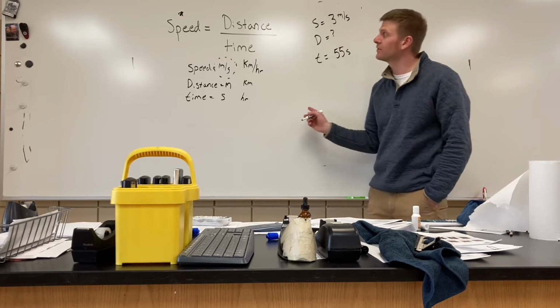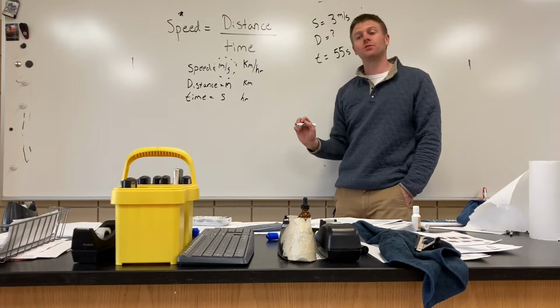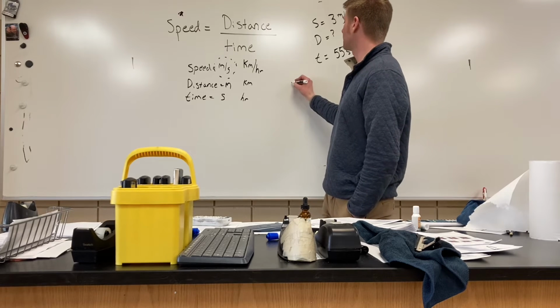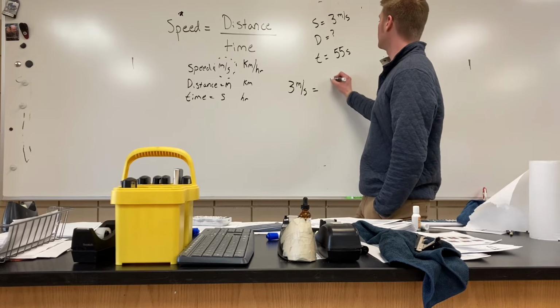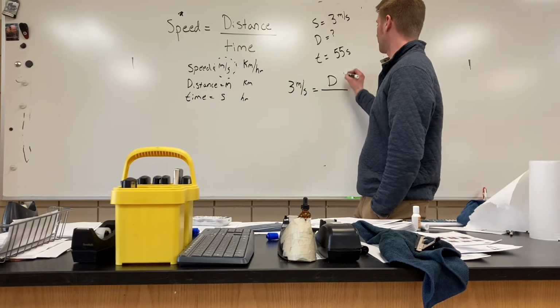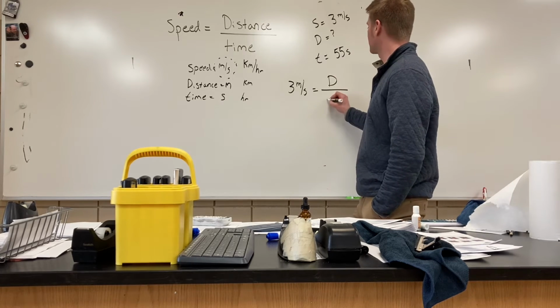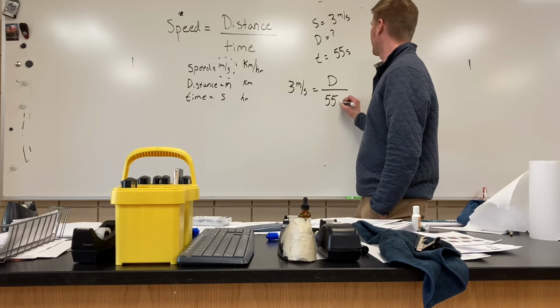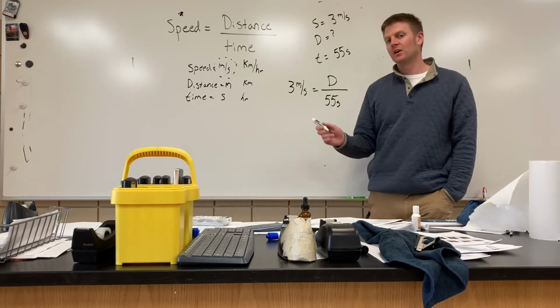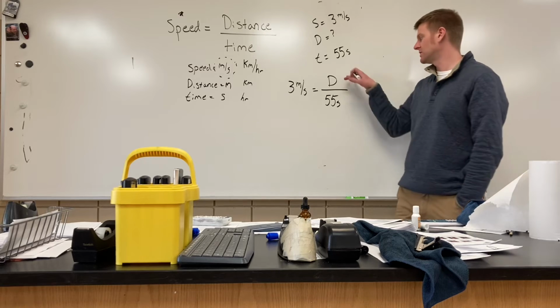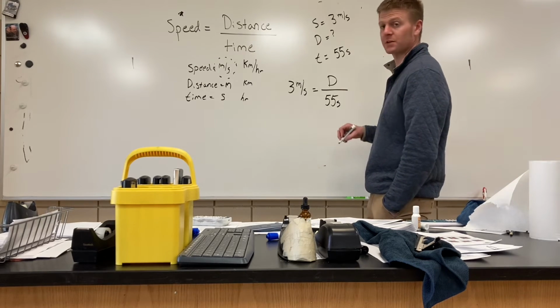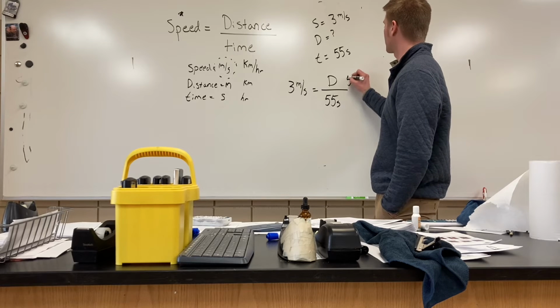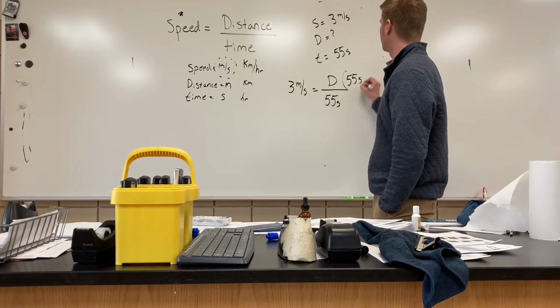So once again, the first step is substituting into the equation. So if our speed is 3 meters per second, we do not know what our distance is. We'll just plug in a D for that value. Our time is 55 seconds. So in order to solve for D, right now D is being divided by 55. So we would simply do the reciprocal. So we're going to multiply both sides by 55 seconds.